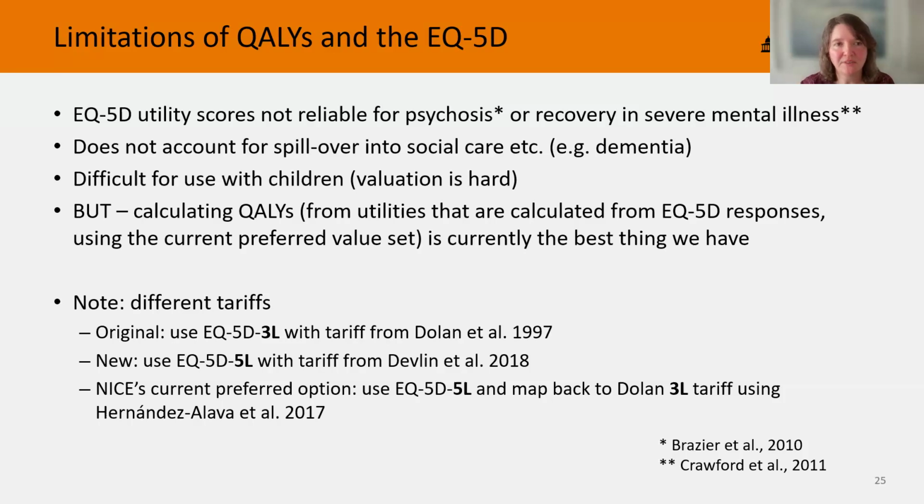There are lots of different measures. The ones with kids are tricky. But to be honest, the ones with adults are difficult as well. It's quite a difficult sort of concept to get your head around. But having said all of that, it's the least worst option. So it's the method that we use at the moment, calculating QALYs from utilities from EQ5D using the preferred value set, is currently the best thing that we have. So there are many issues with almost all of it, but it works for now. There's lots of research around trying to improve things.